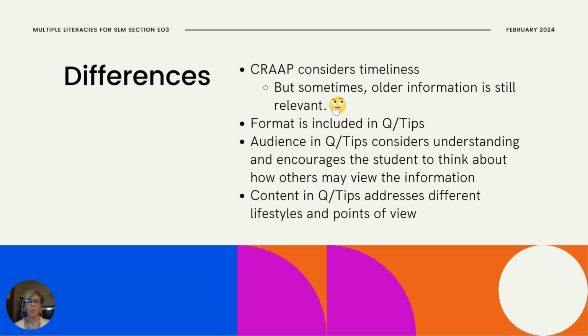For differences, we see that the CRAP test considers timeliness. Sometimes older information is still relevant. Now, to be fair to the CRAP test, it does ask that question. However, in the Q-tips, it doesn't show up. Format is included in Q-tips. How is the information presented? How is it sold to me? What do I see when I look at it? The audience section in Q-tips considers understanding and encourages the student to think about how others may view the information, not just themselves. The content in Q-tips also addresses different lifestyles and points of view, something that certainly does not happen in the CRAP test.